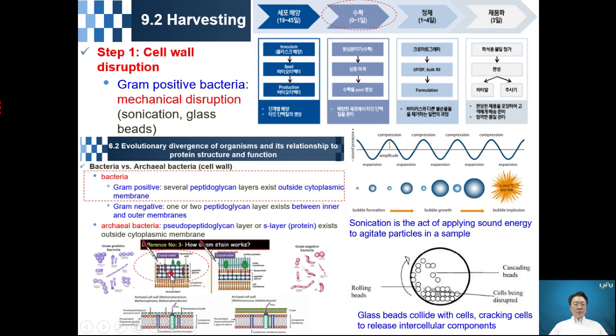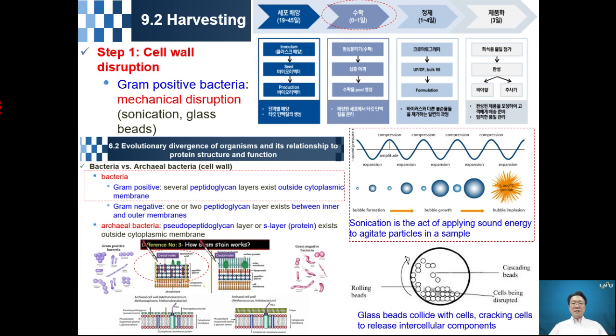This is very strong, so we have to apply mechanical disruption. First of all, we always use sonication. Sonication is the act of applying sound energy. After that, it agitates particles in a sample, so finally the cell wall can be disrupted.